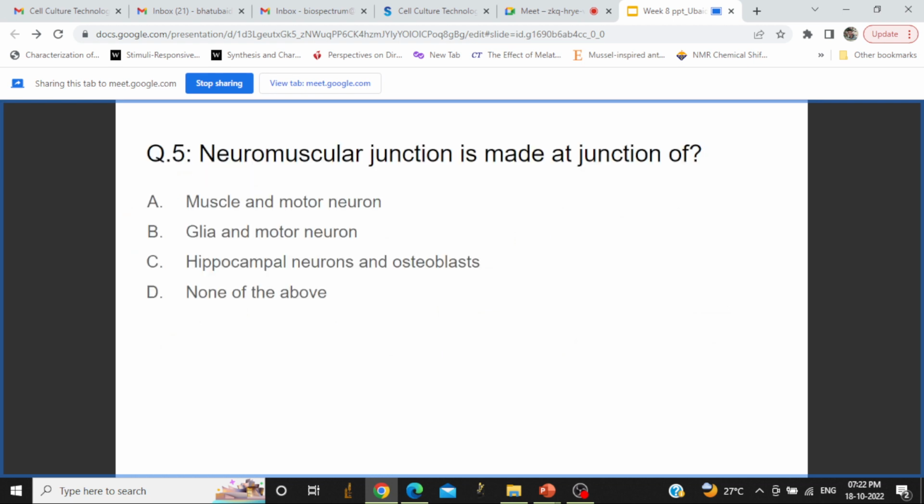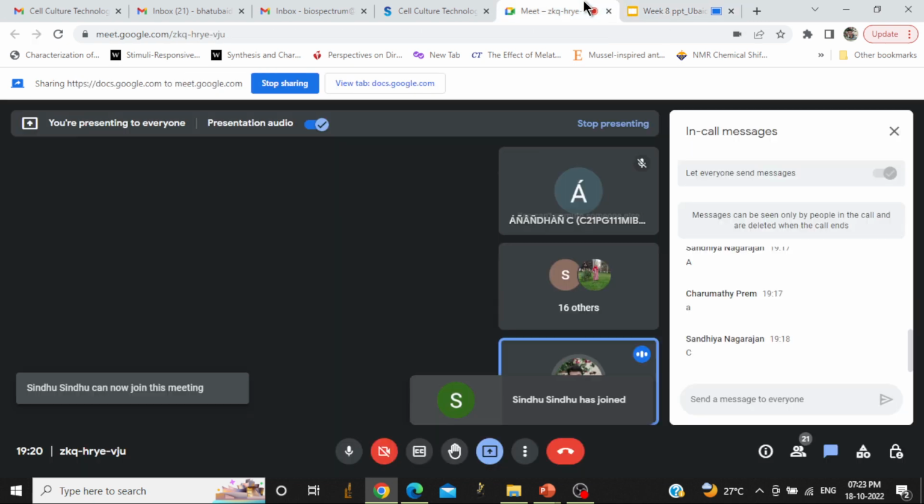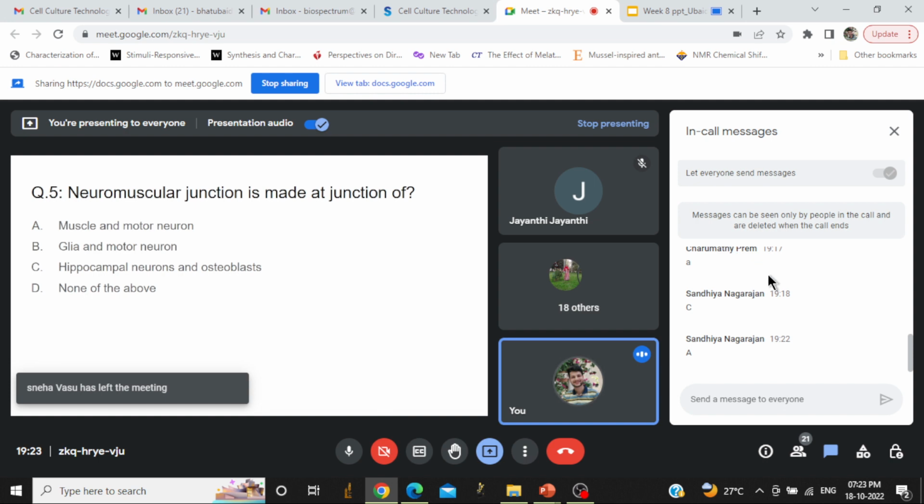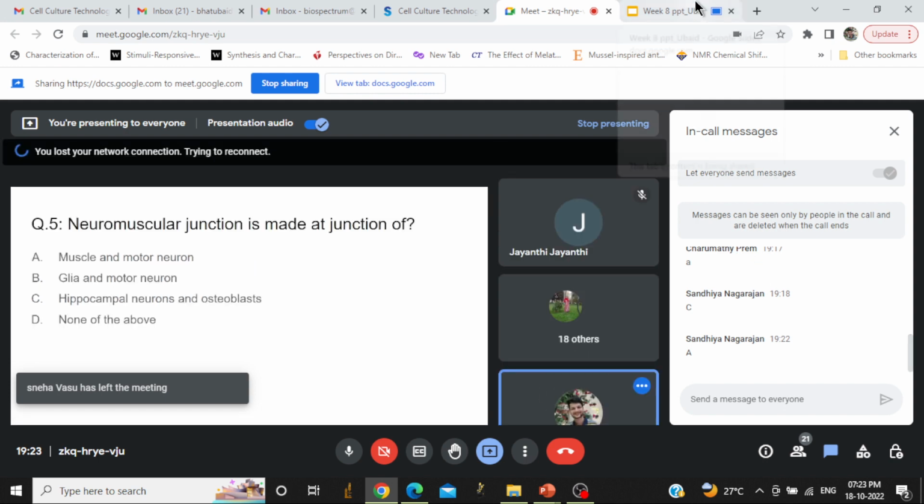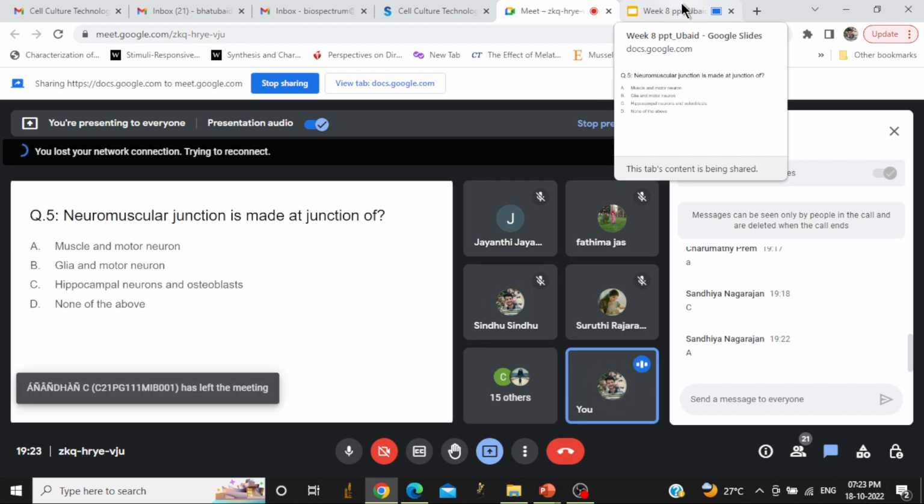So moving to the next question. The next question is: the neuromuscular junction is made at the junction of. So where is this neuromuscular junction present? The answers given are: A, muscle and motor neuron; glia and motor neuron; hippocampal neurons and osteoblasts; and none of the above. Does anyone know the answer? Yes, Sandhya. Sandhya has answered it correctly.